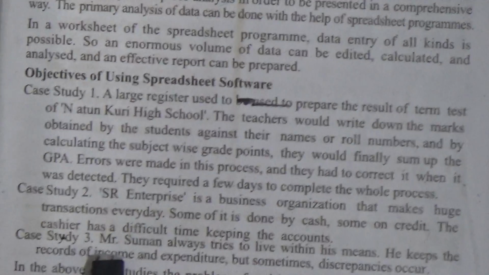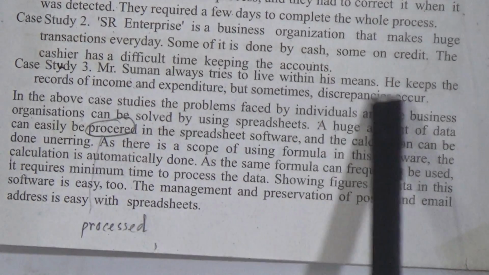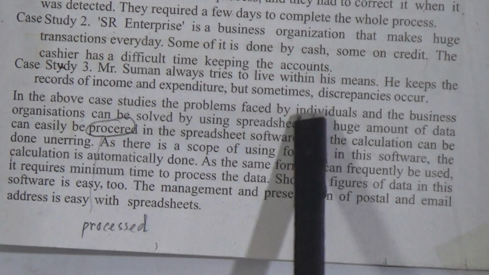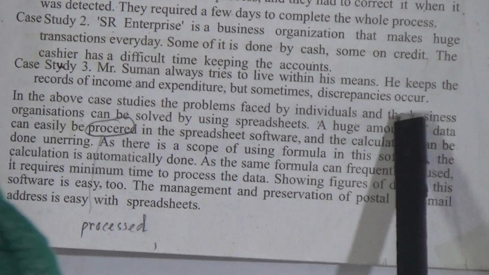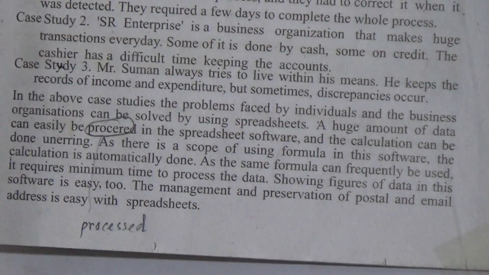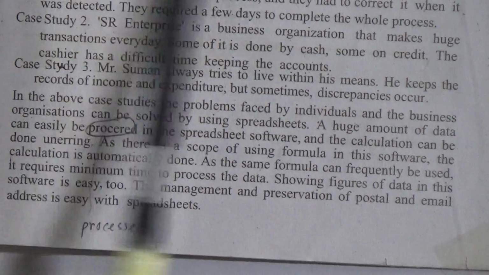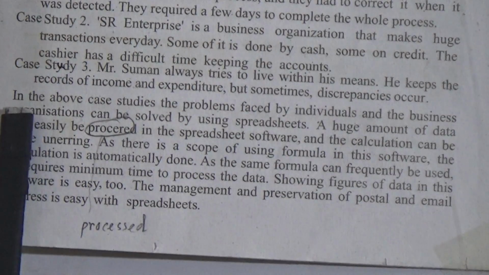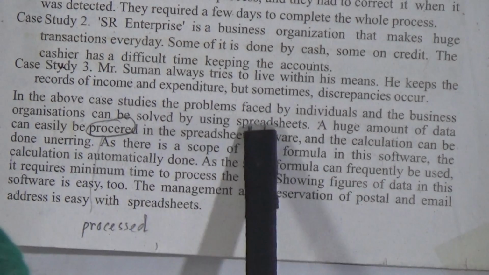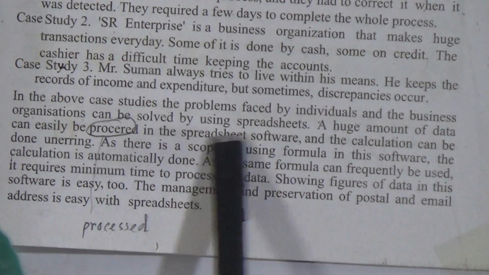Case study 3. Mr. Sumanana always tries to live within his means. He keeps the record of income and expenditure, but sometimes discrepancies occur. So here are case studies 1, 2, 3 for using spreadsheet software. In the above case studies, the problems faced by individuals and business organizations can be solved by using a spreadsheet.